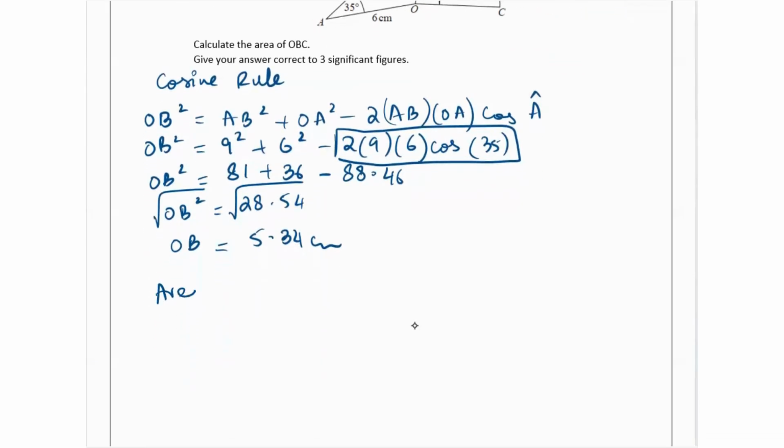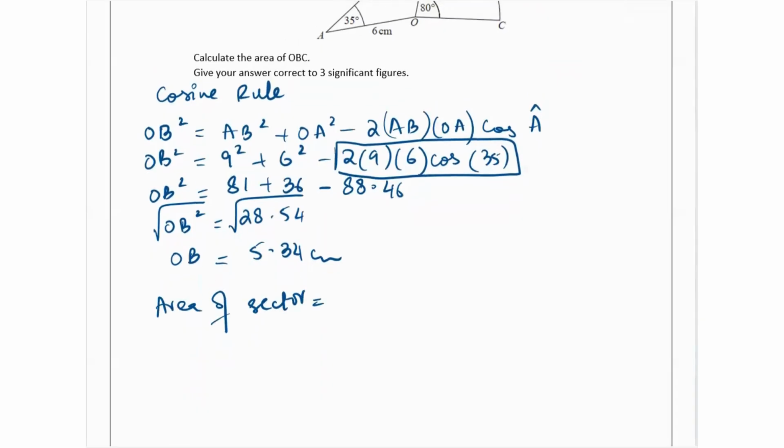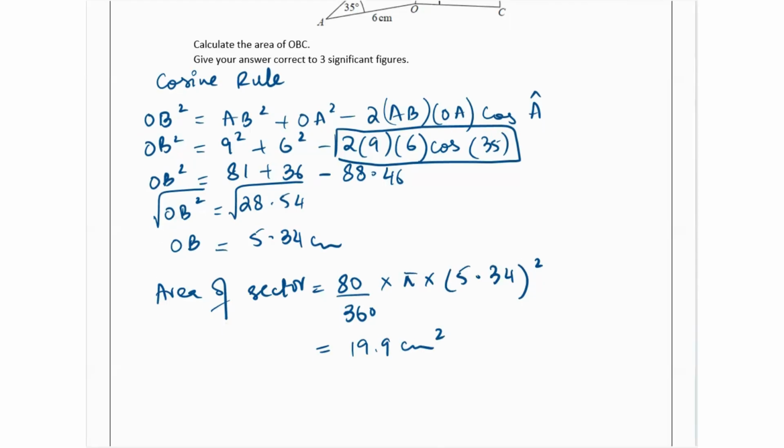And for the area of sector, our angle is 80. So 80 over 360 times pi r squared. R is 5.34. And that is going to give us a value of 19.9 centimeters squared. That is your answer.